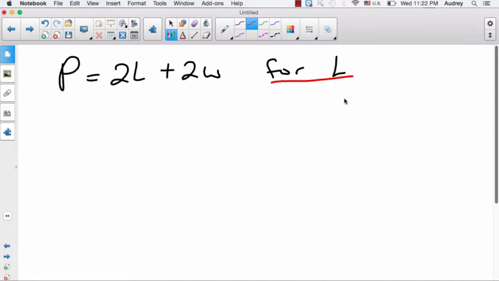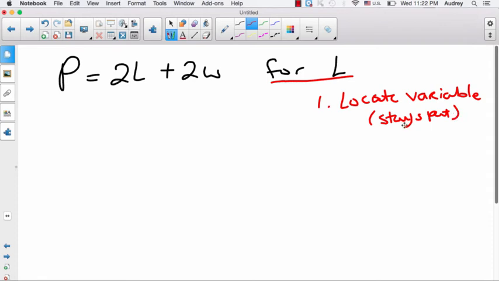First things first. Number 1, locate your variable. Now remember, he stays put. Don't move him unless he needs to be moved. In this case, sometimes it's more advantageous to move him, but I'll show you what to do. So here's the variable. Let's leave him alone. He stays put.